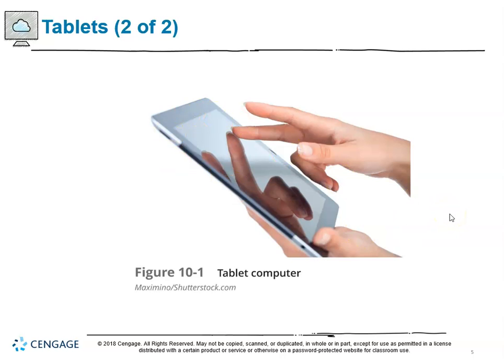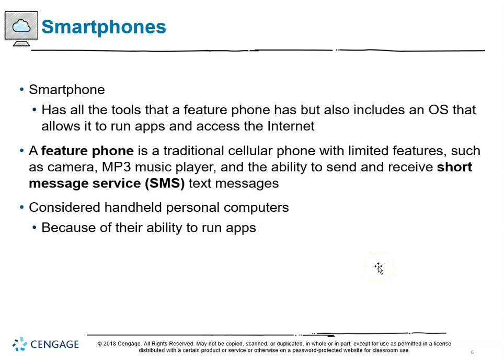I'm going to include a video actually demonstrating how ubiquitous tablets have become, especially for millennials and Gen Z. So taking a look at smartphones, this is a device that features a phone but includes an operating system. So in effect that makes it a computer. It's running apps, it accesses the internet.